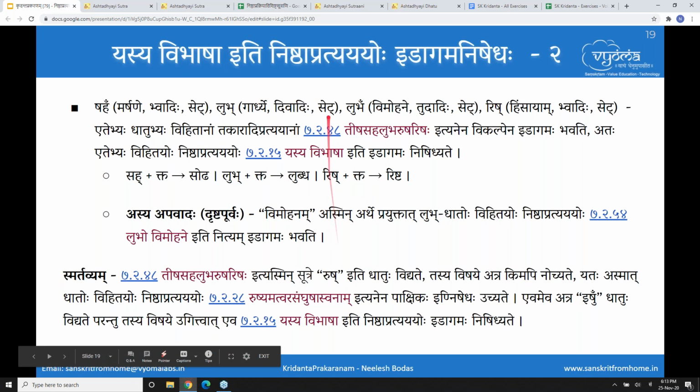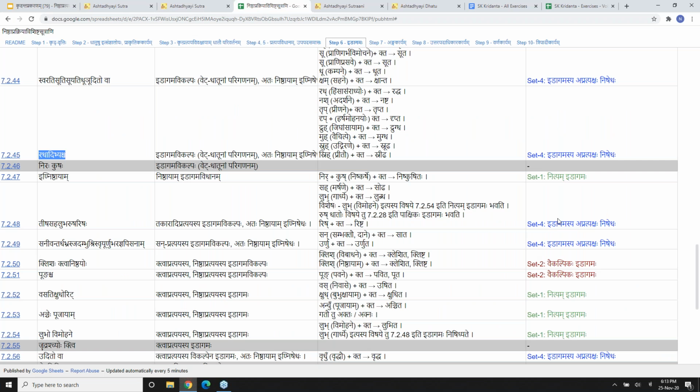Why are we not taking the Rusha Dhatu, even if the Rusha Dhatu is in the sutra? There has been a special treatment for the Rusha Dhatu earlier, so we don't need to take it. Rusha Matvara Sanghusha Swanamittyanena tasya vishishta rupena pakshikaha innishedha uktah asti, atah atra asya chintanam na kriyate. So that is the third one.